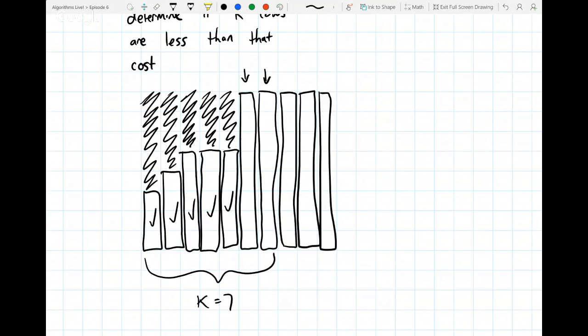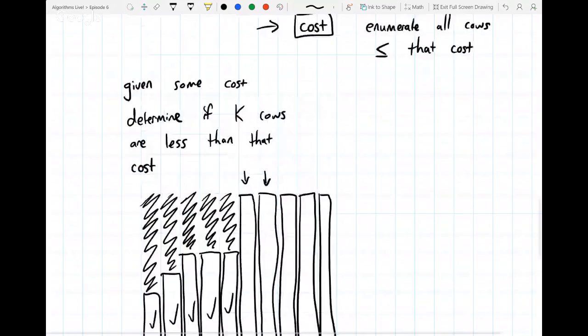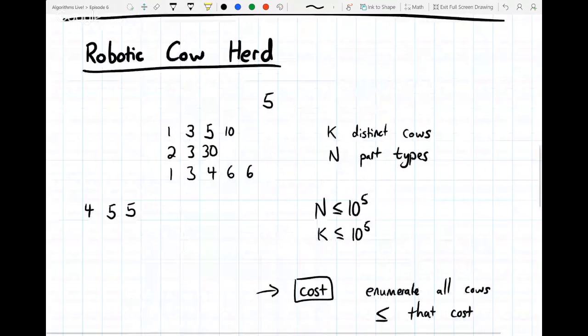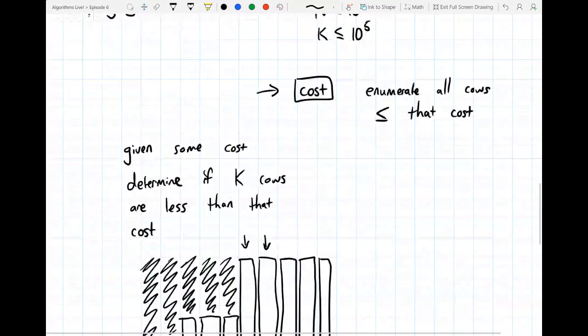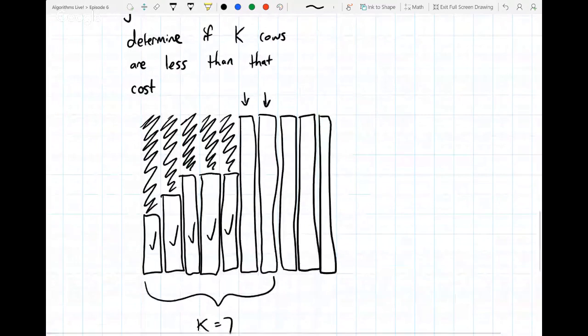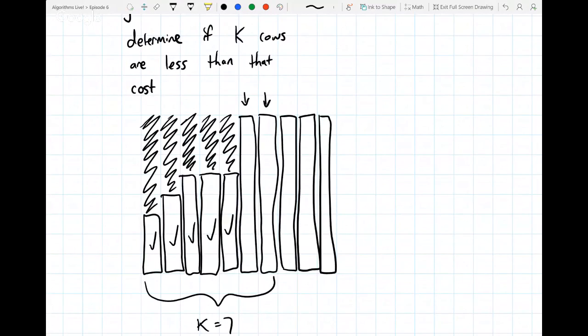But that's the basic idea in Robotic Cow Herd: I can binary search for what that most expensive cow is, and then it's much easier to verify if I have enough cows to form my K cows of that cost or less. And then it becomes a lot easier to enumerate if I know what my budget is. Because if I don't know what my budget is, then the cows could be much more expensive.